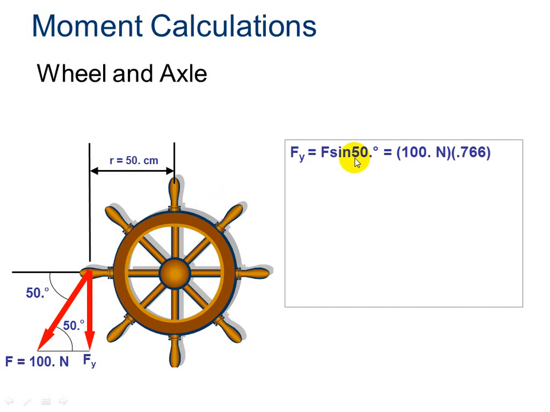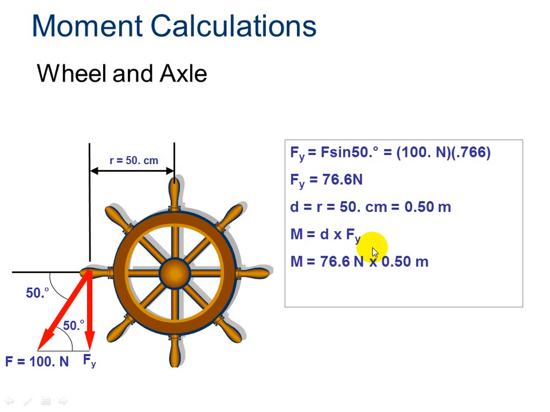So 100 times the sine of 50 degrees, and again, make sure your calculator is in degree mode because radians will give you an answer, but it will be wrong. When I multiply that out, I realize that the force that's acting straight down is 76.6 newtons. So I'm going to put that into my moments formula. After I convert my distance of 50 centimeters to meters, I can find the moment by multiplying 0.5 meters times 76.6 newtons to give me a total moment of 38 Newton meters.